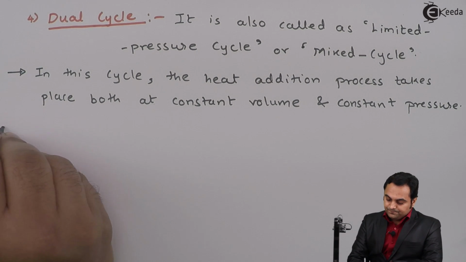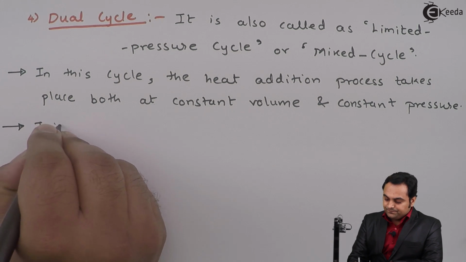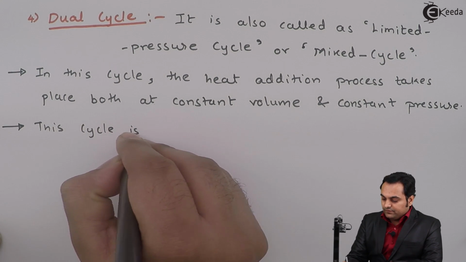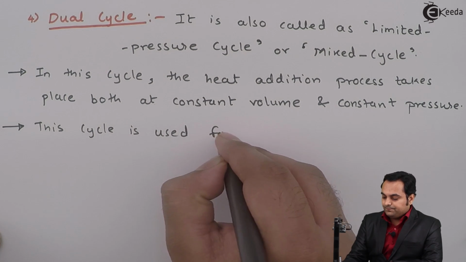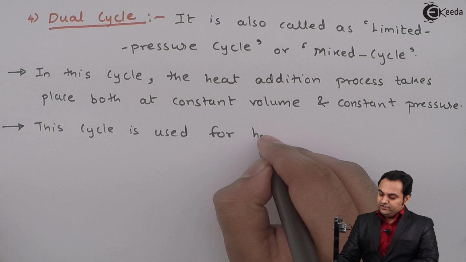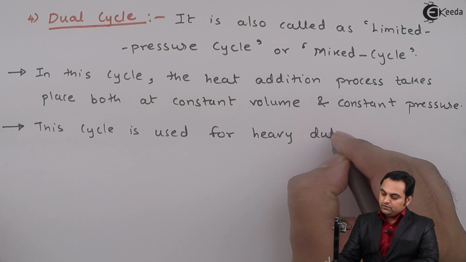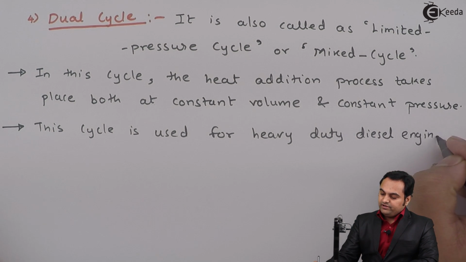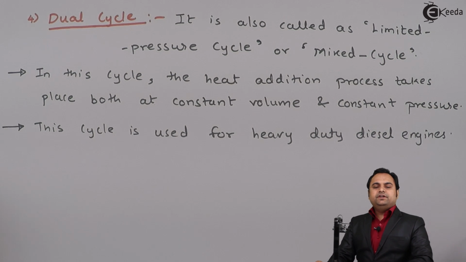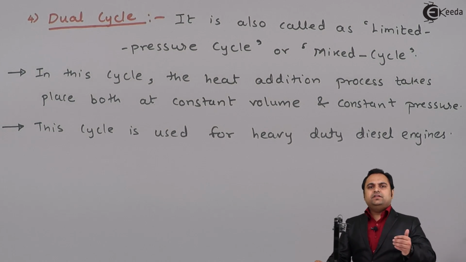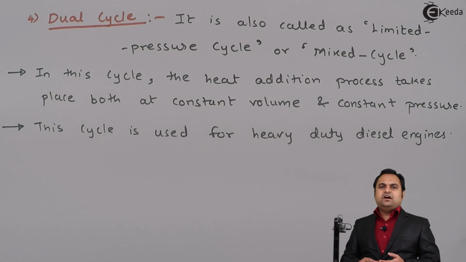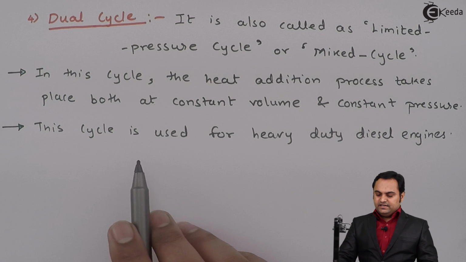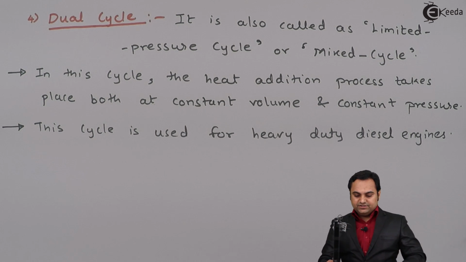Now this cycle is used for heavy duty diesel engines. And why it is used for heavy duty diesel engines is that here the heat addition process is extended, that is the time available for the fuel to burn with air is increased, and since we are increasing the amount of fuel, then we can say that it can be used for heavy duty diesel engines.